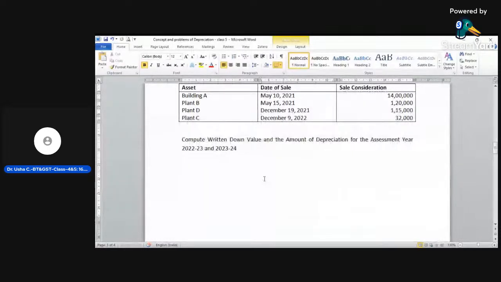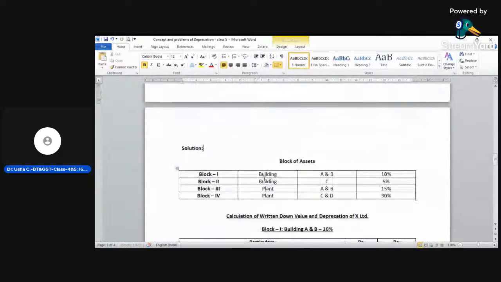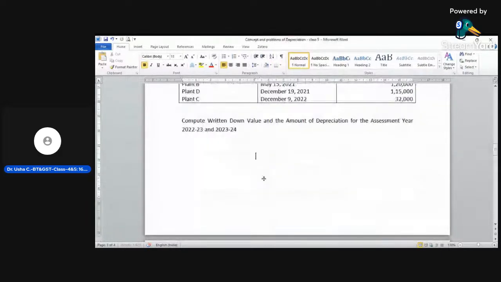Plant B is sold. Plant B is 15%, whereas plant C and D are 30%, correct? Only plant B belongs to block 3. So plant B has been sold on May 15, 2021 for 1,20,000. In the sense, it has been sold in the year 2021-22, correct? Take into consideration which asset is plant B.